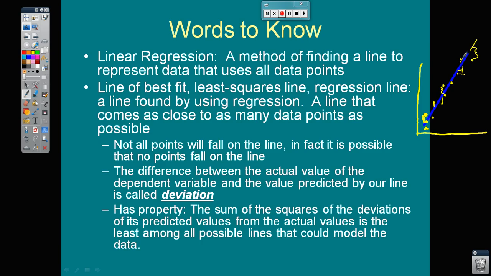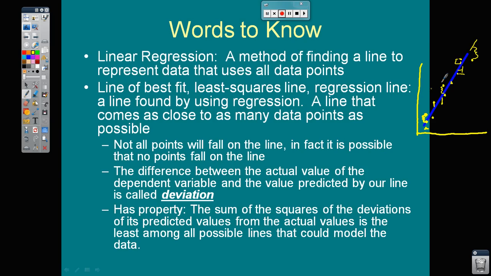I've seen it done a couple of times. I've never actually, I don't think, done it by hand. But you're trying to make the area of these squares the smallest possible, because that means you have less deviation. And here it is. The sum of the squares of the deviations of its predictive values from the actual values is the least among all possible lines that could model the data.